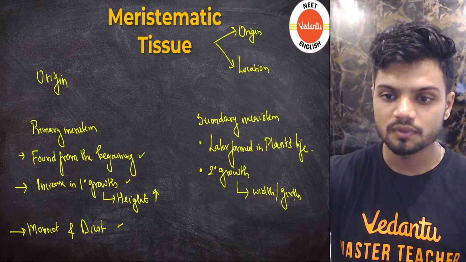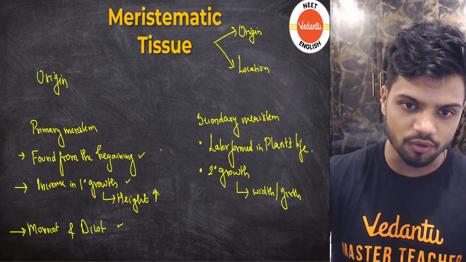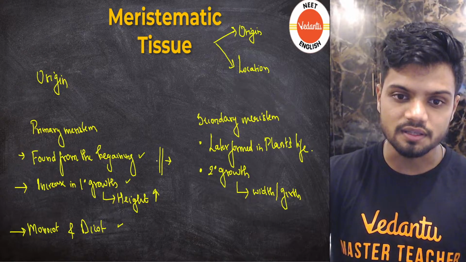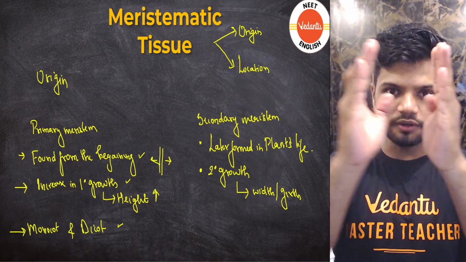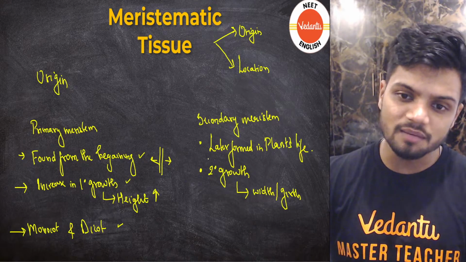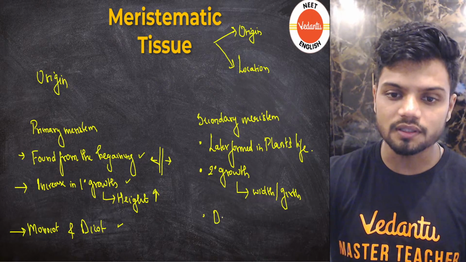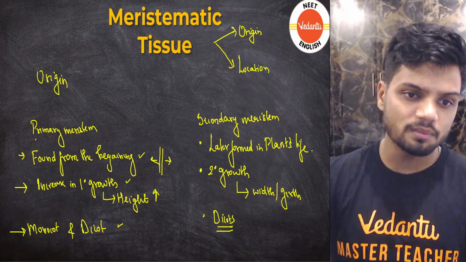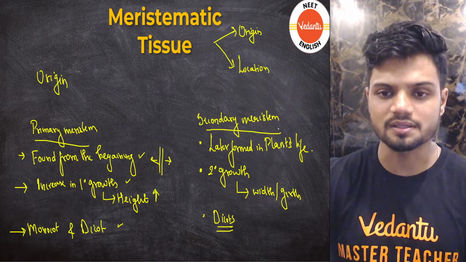See, in primary growth, the plant is growing in height. But in secondary growth, the width is increasing. The plant will grow in width. That is called secondary growth. And the secondary meristem is only found in the case of dicots. So primary meristem, secondary meristem.